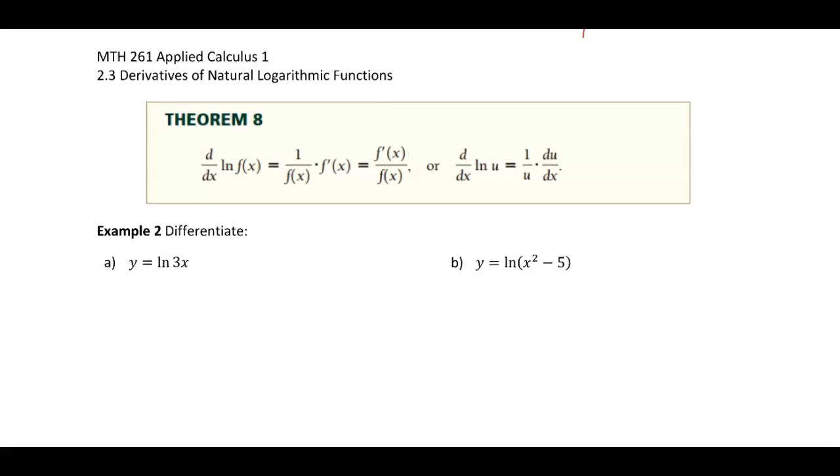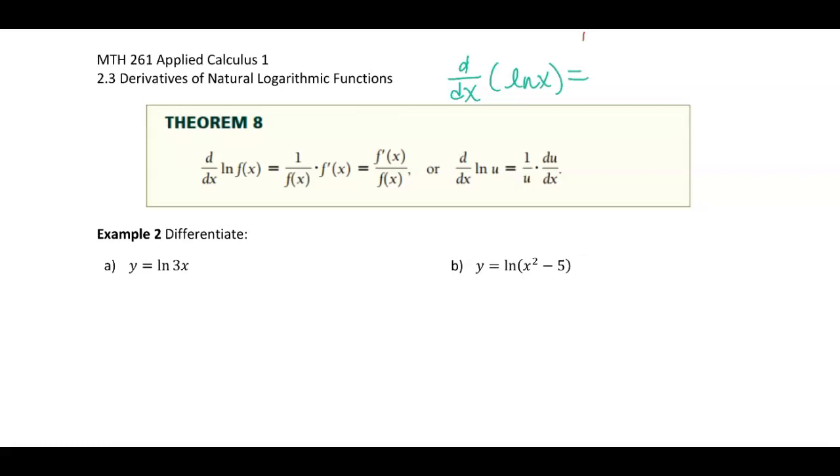Let's go over Theorem 8 and Example 2 in this video. I have several problems that we want to go over. Theorem 8 is basically just the same as Theorem 7, but with the chain rule added to it. So if you have the derivative of natural log of x, remember that is simply 1 over what? 1 over x, right? So something similar will happen.